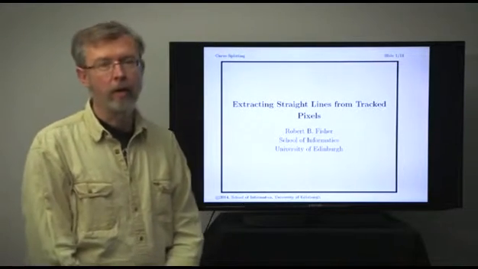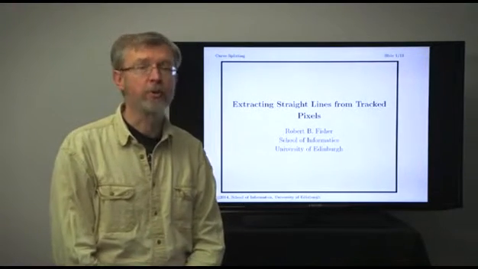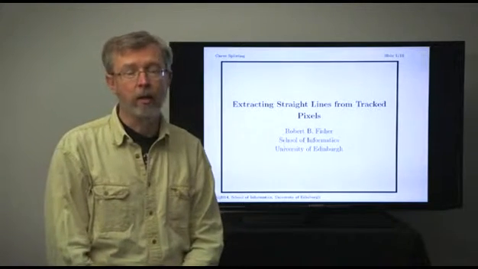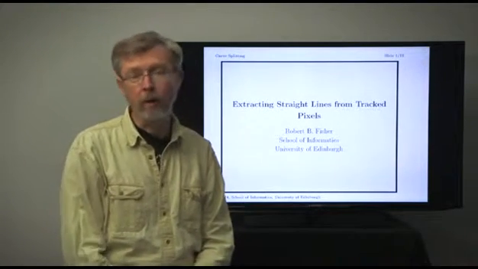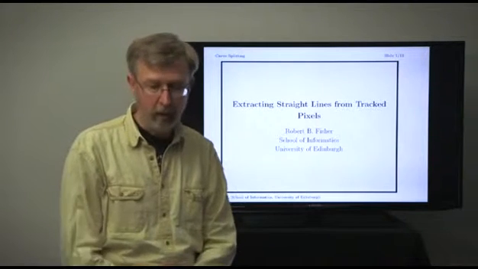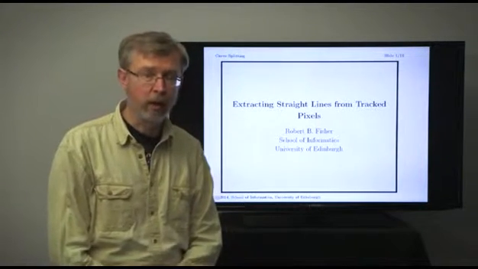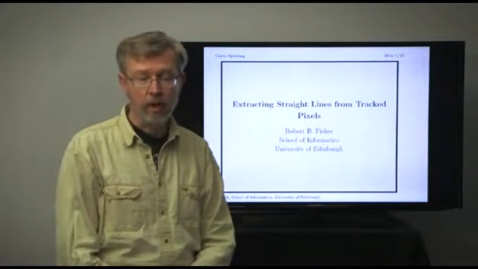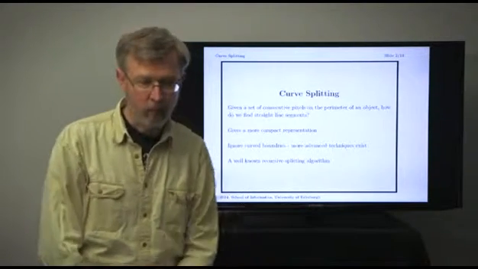Hello. We've been looking at trying to get a good description out of these objects that we've been looking at, and so far we've managed to get a boundary that wraps around the object. What we're going to look at today is how to take that boundary and turn it into a more compact description, that is to say, a set of straight lines.